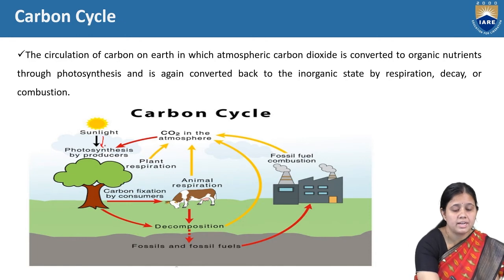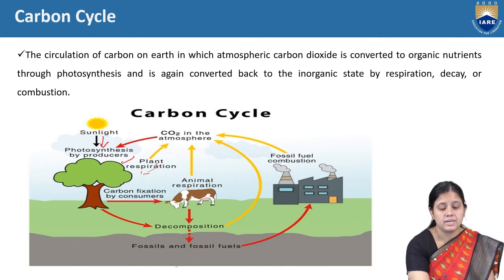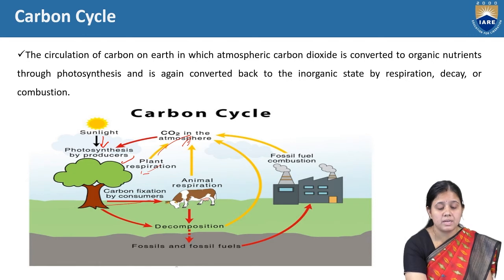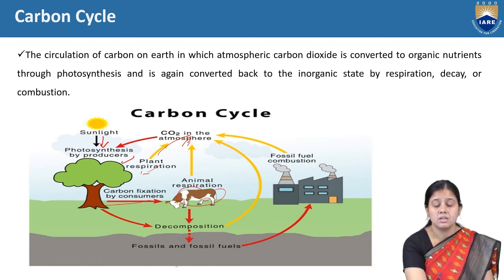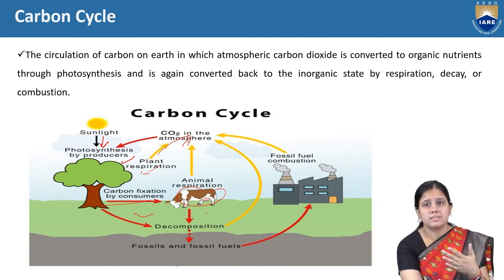The plant is using sunlight for the process of photosynthesis, and through plant respiration, carbon dioxide is again returned back to the atmosphere. And this plant is used by the animal. Grass is grazed by the animals, and by the process of respiration, carbon dioxide is again returned back to the atmosphere.